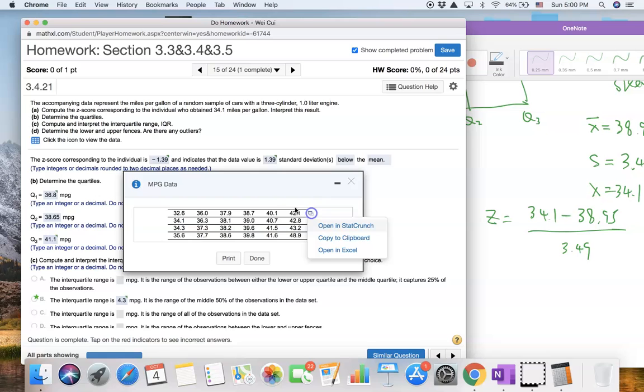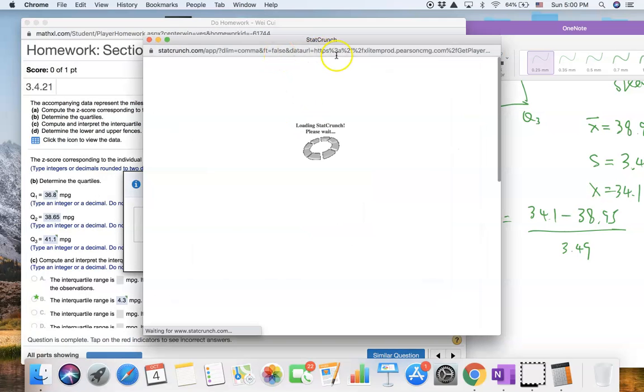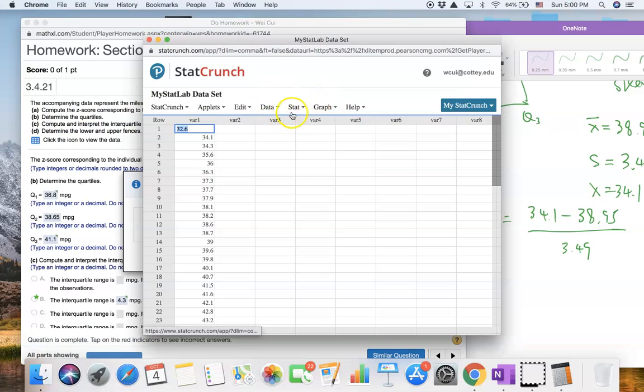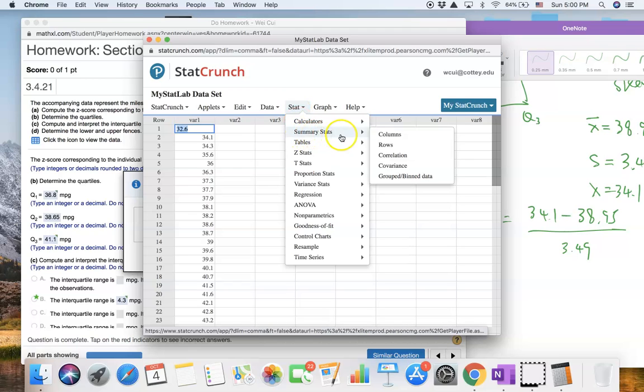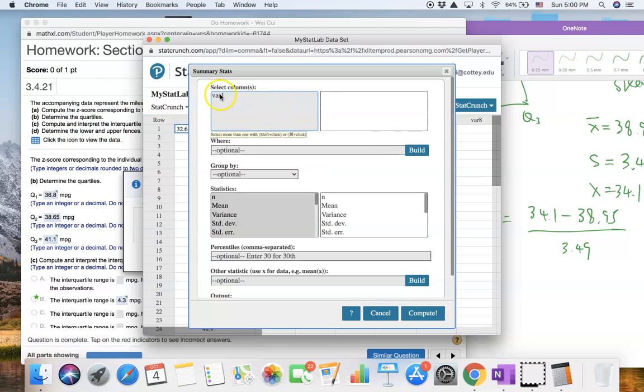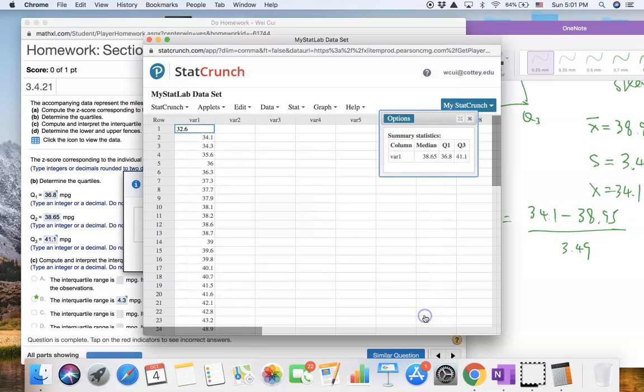Okay, then determine the quartiles. So we can do this using StatCrunch. So we just select this, and we select the median, the first quartile, the third quartile. So you get these 3 results. The first quartile is 36.8, the median is 38.65. The third quartile is 41.1.